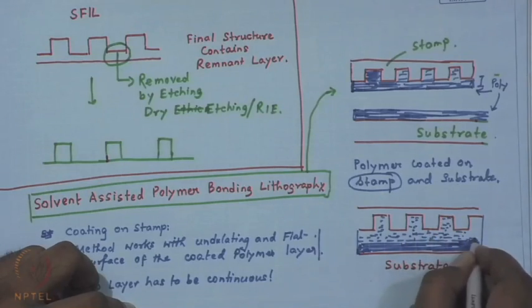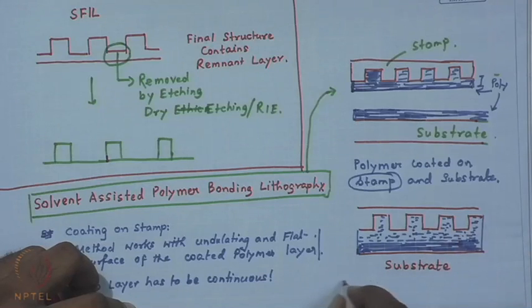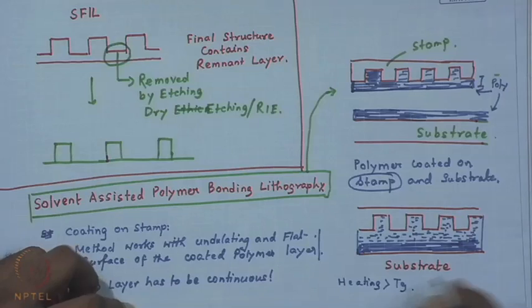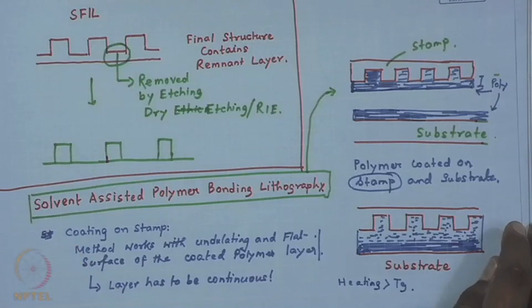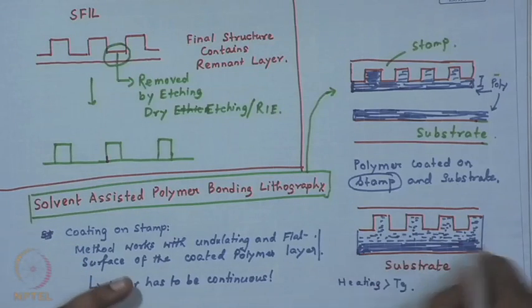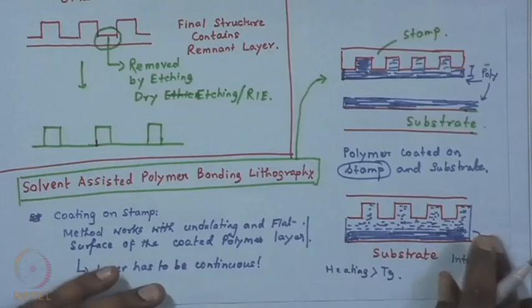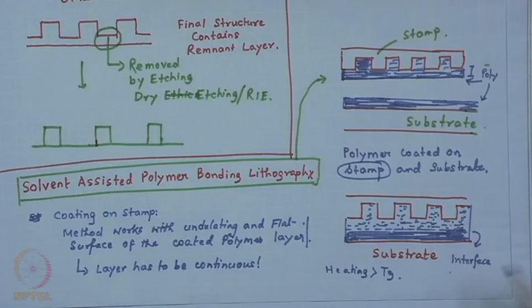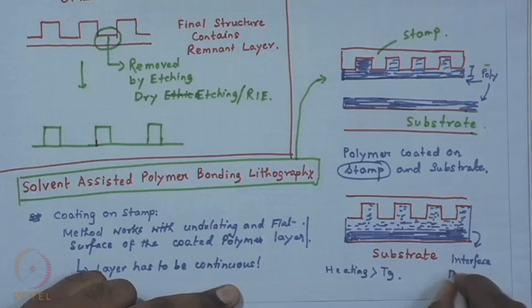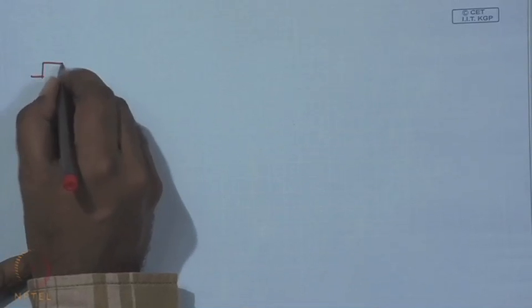If it is a linear chain polymer, by heating beyond Tg, it will be in a liquid like form. So, eventually this interface will disappear, the interface between the two polymer layers, one coated on the substrate and one coated on the stamp. So, the interface disappears, and what you will be left with is a single layer of polymer.